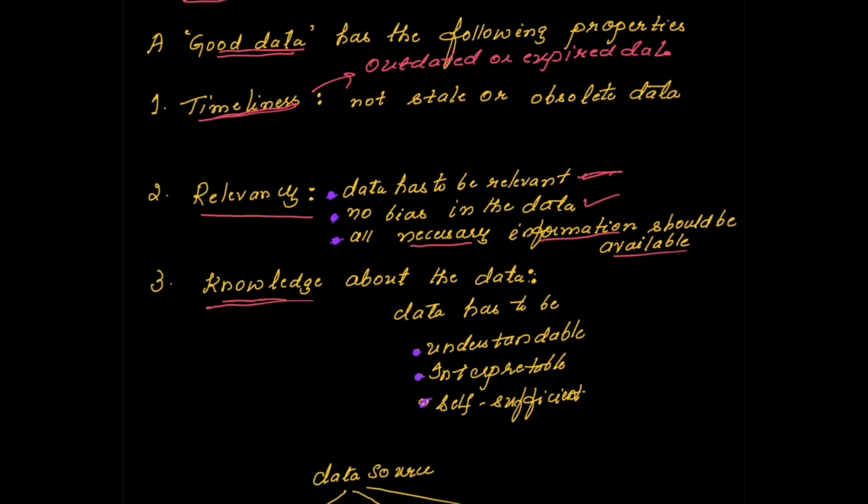And the next property of good data is knowledge about the data. The data should be understandable. When we say understandable, it means data should be of clear structure and you can make use of descriptive headings, annotations, graphs, charts, etc. Data should be what? Interpretable. Whenever the data is organized, it is easy to analyze and it is easy to understand also. Self-sufficient, whatever data you are collecting, it should have what? All necessary information, the complete information. You should not depend on any external sources to get further information.